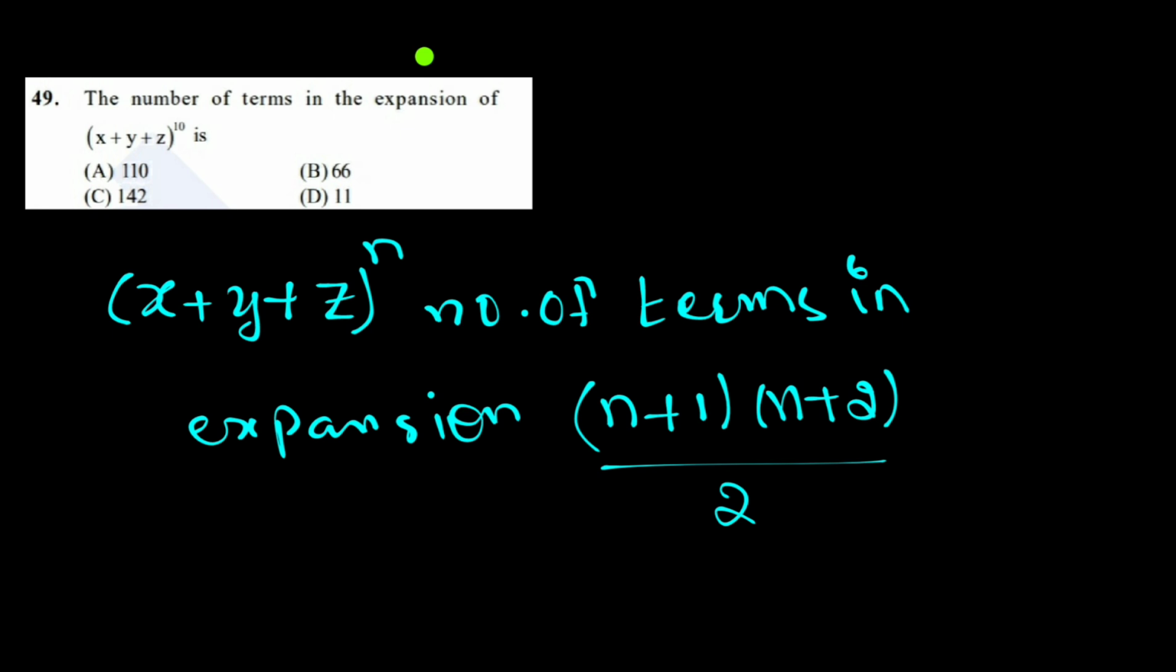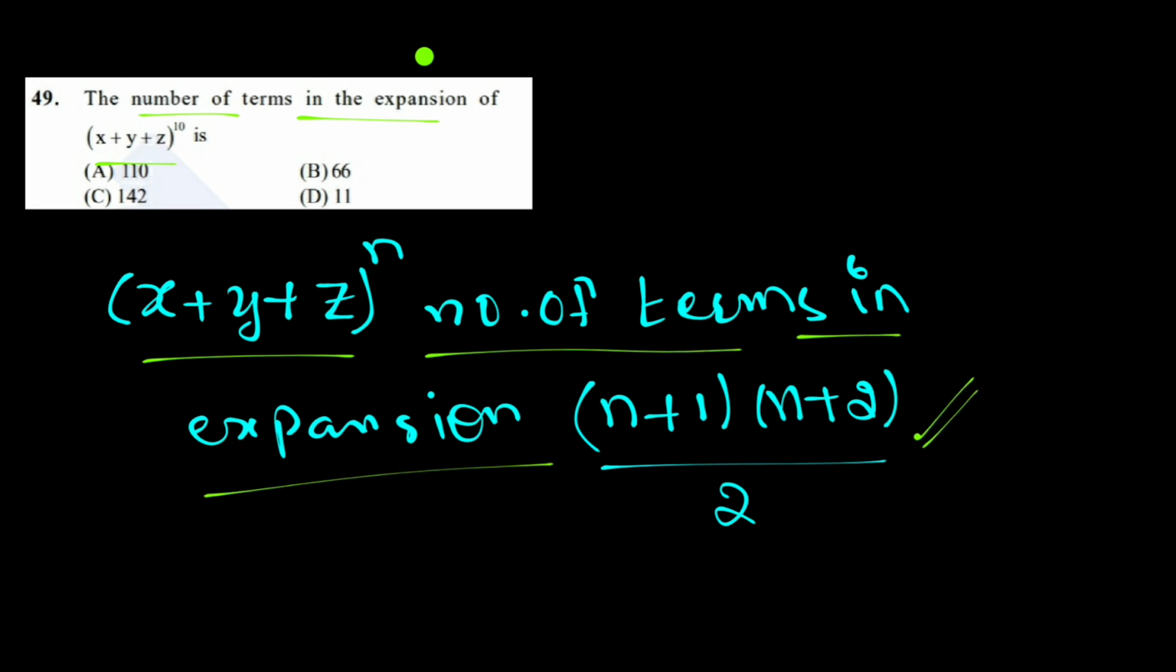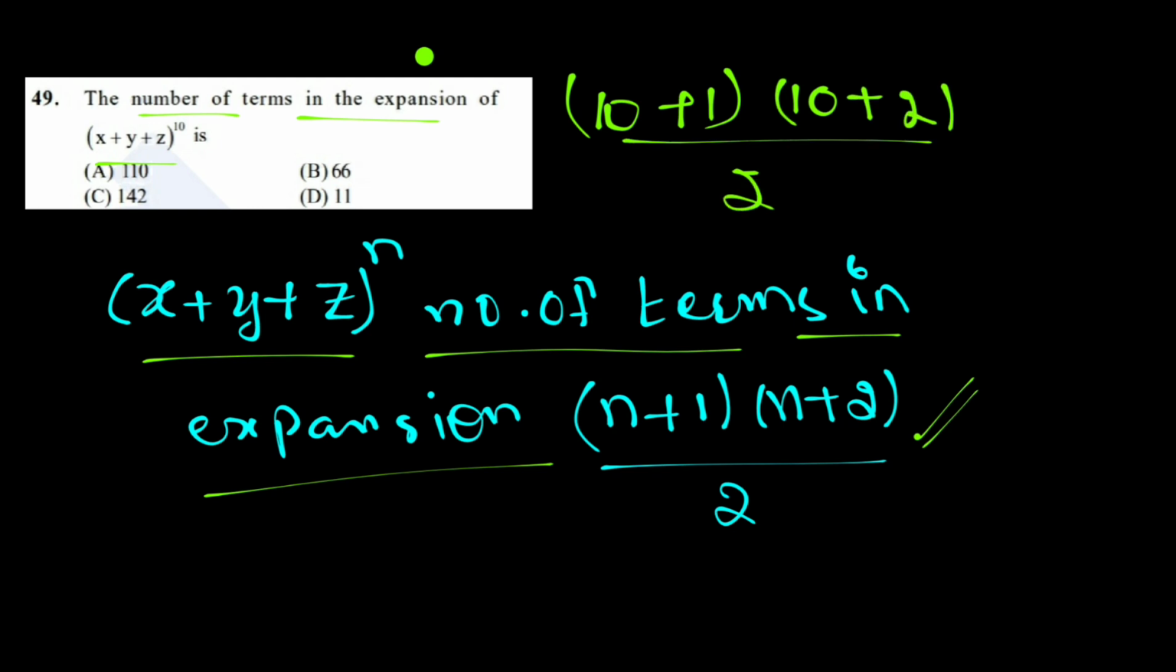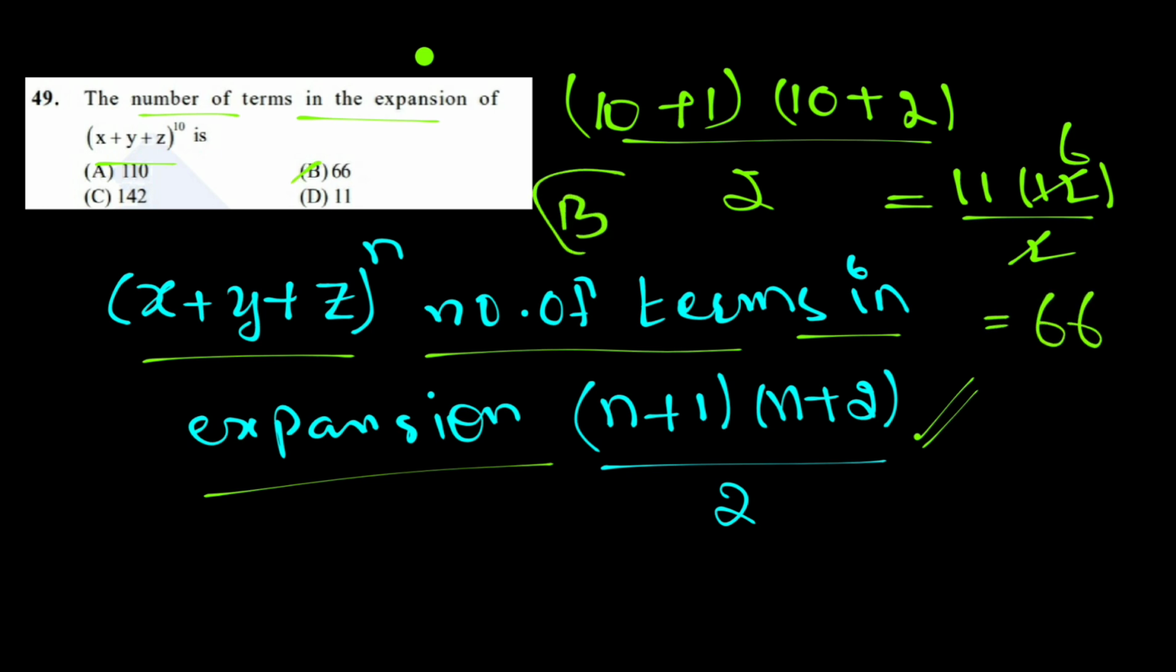Next, problem number 49. The number of terms in the expansion is. We have one formula, (x plus y plus z) power n. Then the number of terms in the expansion is (n plus 1) into (n plus 2) by 2. Here n is equal to how much? n is equal to 10. So substitute here: (10 plus 1) into (10 plus 2) divided by 2. That is nothing but 11 into 12 by 2. 2 ones are 2, 2 sixes are 12, 66 you will get. So correct option is B.